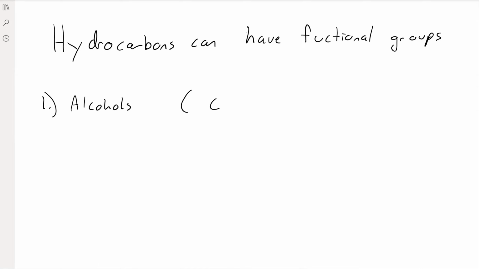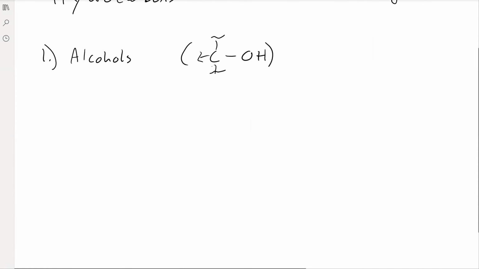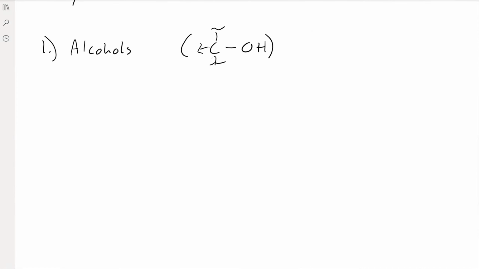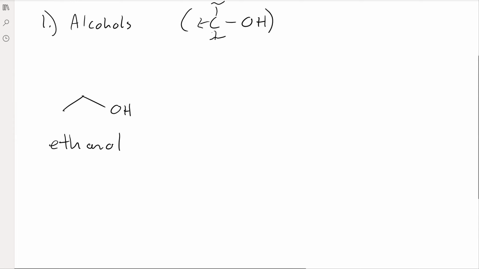Alcohols have a carbon and then an OH group, right? An oxygen and then a hydrogen. And then, of course, this carbon has 3 other bonds. That way, the carbon has 4 bonds total. So if you have 2 carbons and then an OH, that's ethanol. That's the kind of alcohol that you drink to get drunk, and that's why, in common language, it's just called alcohol.